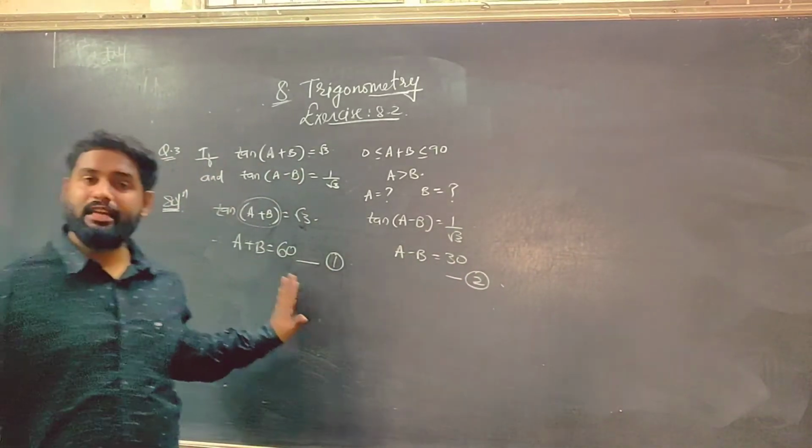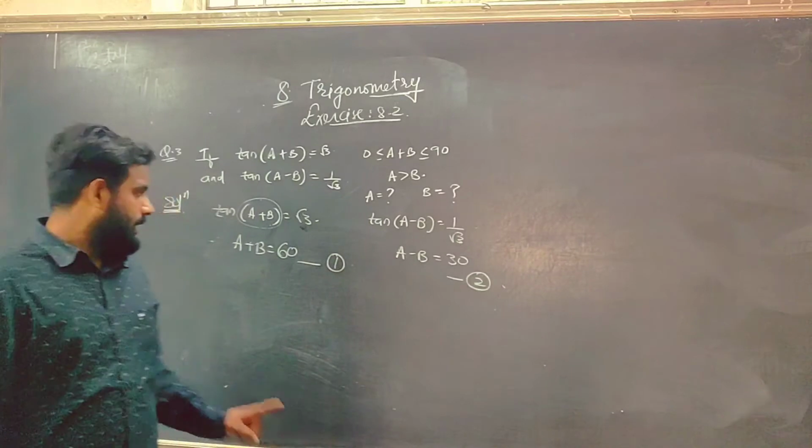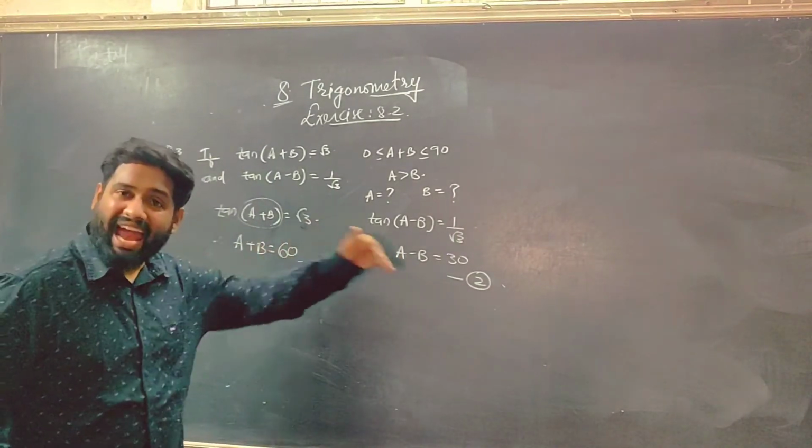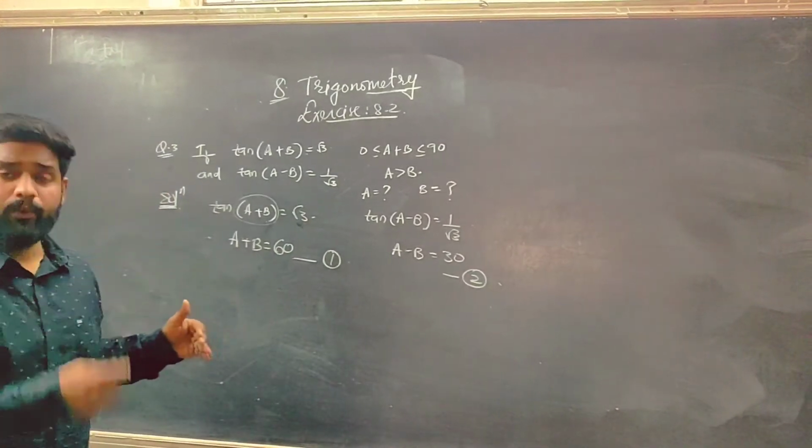So equation number 1 is there with you, equation number 2 is there with you. Just see, here plus B is there, here minus B is there. So just try to add both the equations. Why?